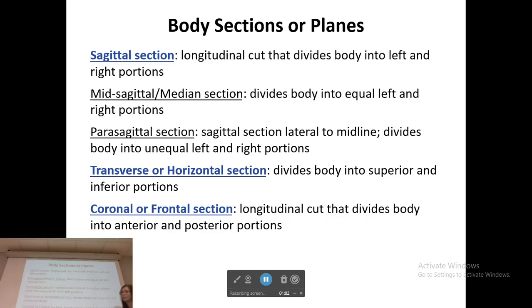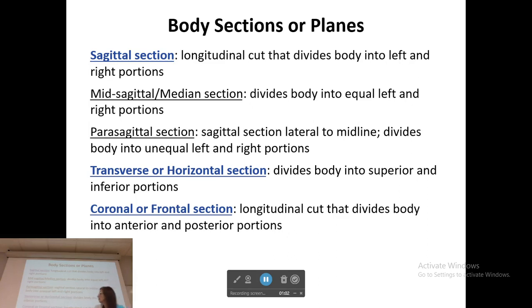Transverse or horizontal, okay? The horizon, that's when you look out and you're seeing the land like this, okay? So horizontal goes across this way, right? Horizontal or transverse is going across in this plane. So you may be looking like at a sagittal section of the heart would be cut like this. A transverse section of the heart would be cut like this, okay?